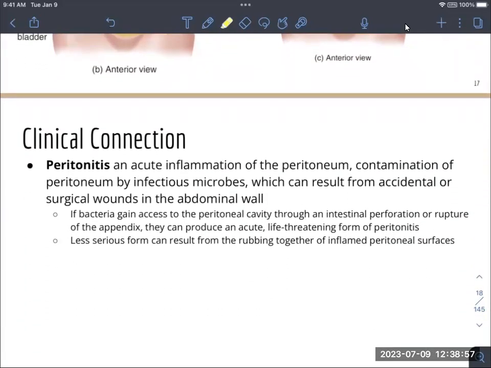So peritonitis. Peritonitis is where there's actually inflammation of the peritoneum. It could be because of microbes that have gotten into the peritoneum, and that happens usually because of surgical wounds that are not taken care of properly. So if bacteria gets into the peritoneal cavity, which can happen through an intestinal perforation or rupture of the appendix, it can be life-threatening. A less serious cause of peritonitis would be peritoneal surfaces rubbing together or getting inflamed. That's not as serious, but it's still cause for concern.